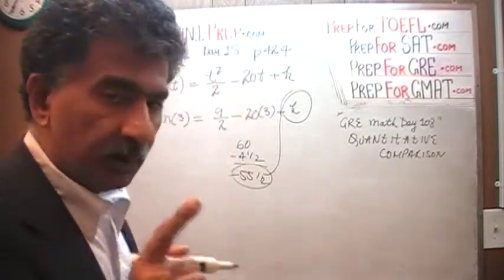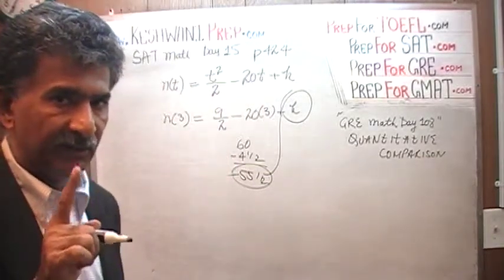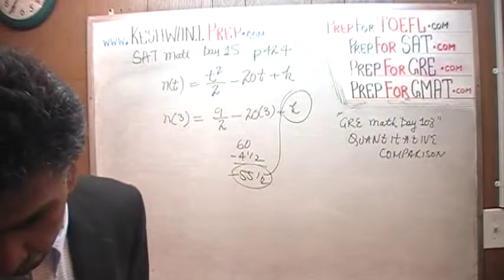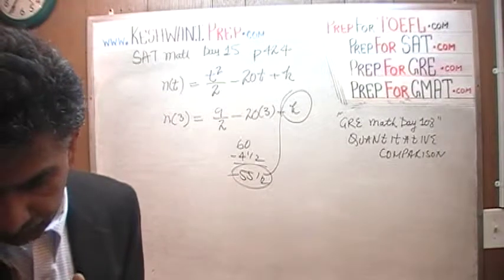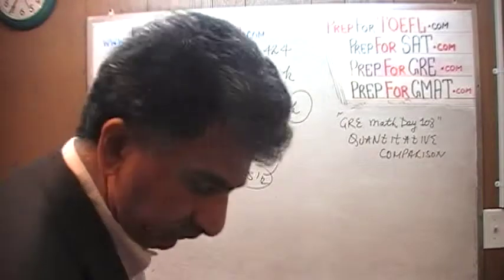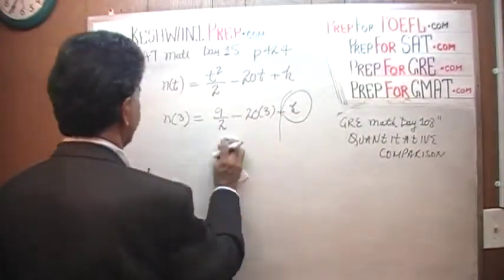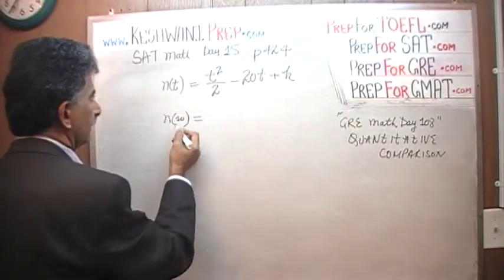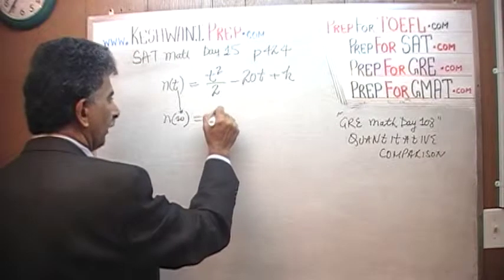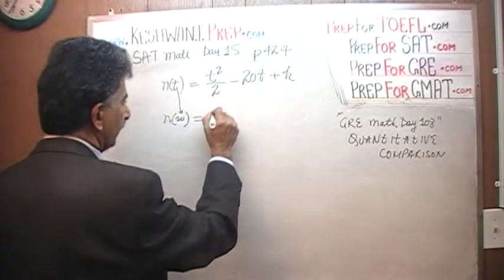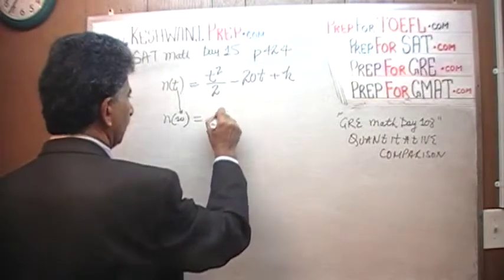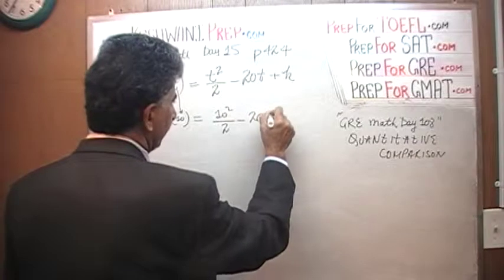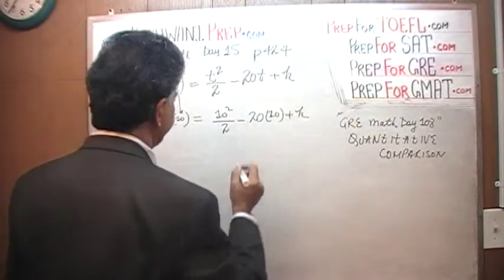But we are told that the number of bees in this hive is the same as it was on, or they're asking us on what day was the number of bees in the hive the same as it was on day number 10. On day number 10, this is what we have. On day number 10, we replace the t by 10, and we have 100 over 2, because t squared is 100, or if you like, I can make it simpler. So it's easy to see. T squared over 2 minus 20 times t, which is 10, plus k.